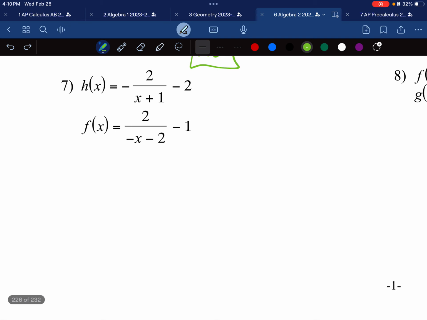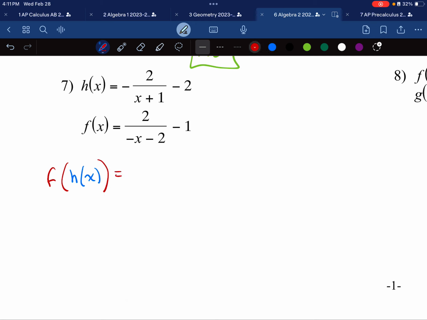How do we do number 7? I kind of see all the same numbers: 2, 1, 2, 2, 1, 2, right? Maybe the negatives will mess us up, we'll see. It doesn't matter which one you plug into. I'm just going to arbitrarily say, let's do f of h of x. And that means h of x is being plugged into f.